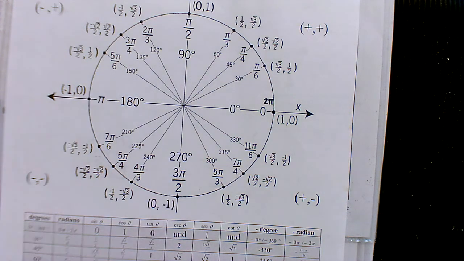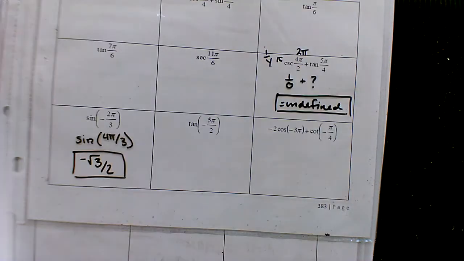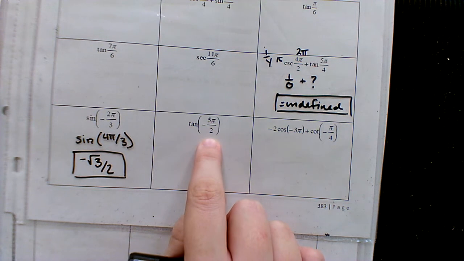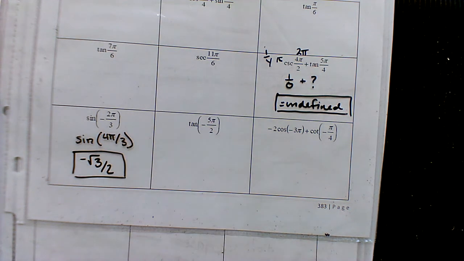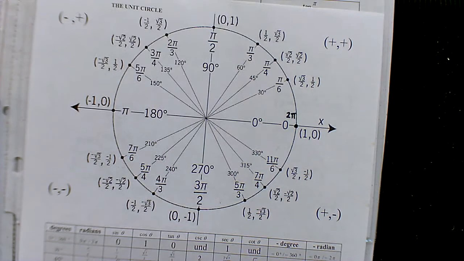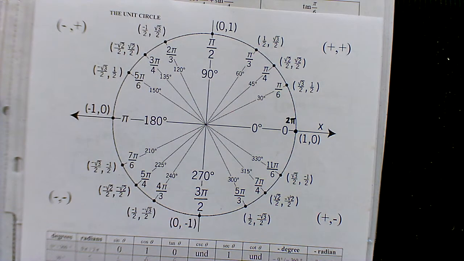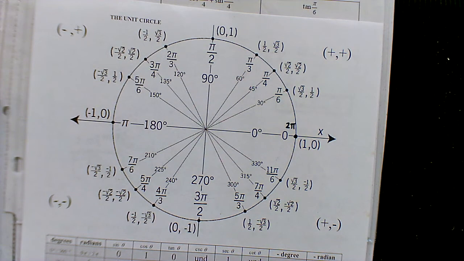I see a 5 pi over 6, 5 pi over 4, 5 pi over 3. Is there a 5 pi over 2? Doesn't look like it. What do you think that means? That radian value of 5 pi over 2 is not written on the unit circle, but it's still a radian value. It's still an angle measurement. What do you think that means?